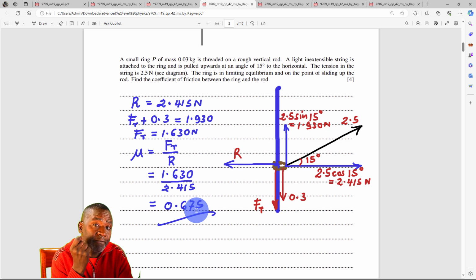So questions that involve rings, beads, and rods or strings, whether the rods are smooth or rough, are very common in Mechanics 1.